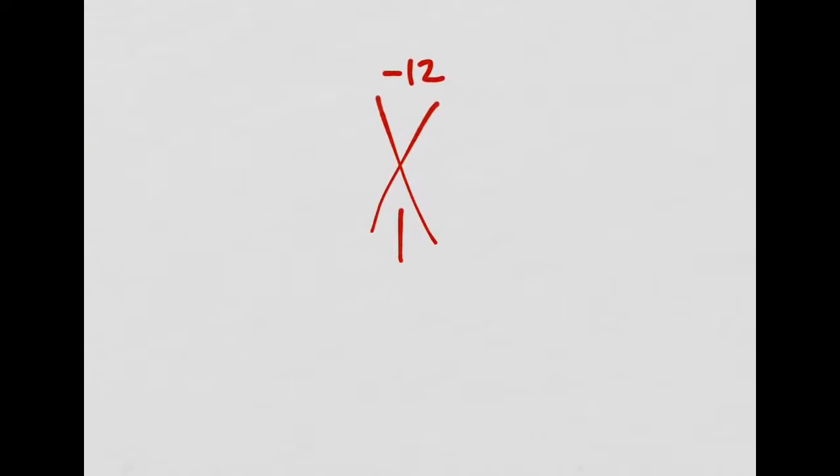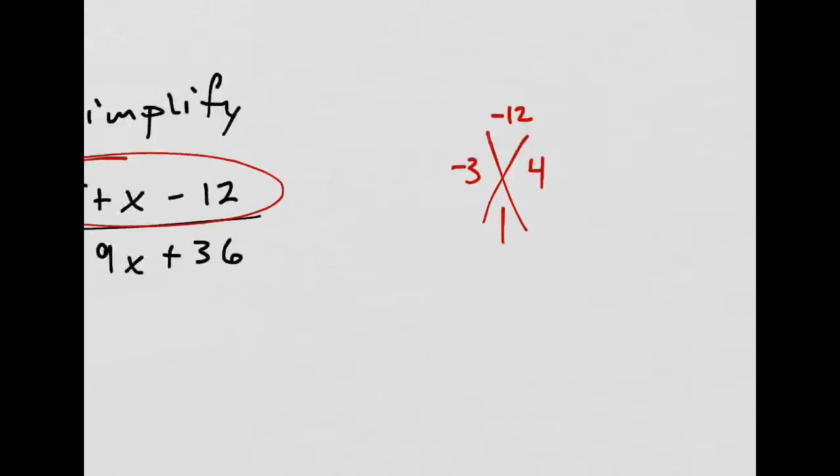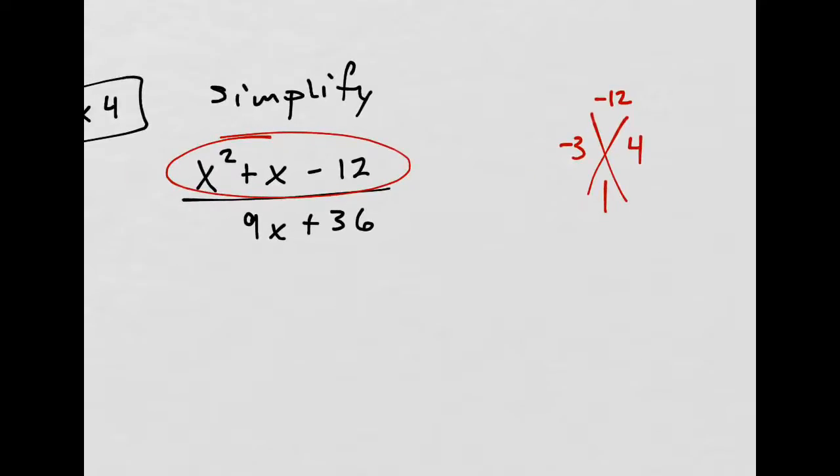And I try to figure this out. I think 3 times 4 will work, except I need a negative 3, because negative 3 times 4 is negative 12. And negative 3 plus 4 is positive 1. So that's what I have. This one we can use the shortcut because there is no number in front of there, but I'm not going to use the shortcut just so I can show you how to do it.